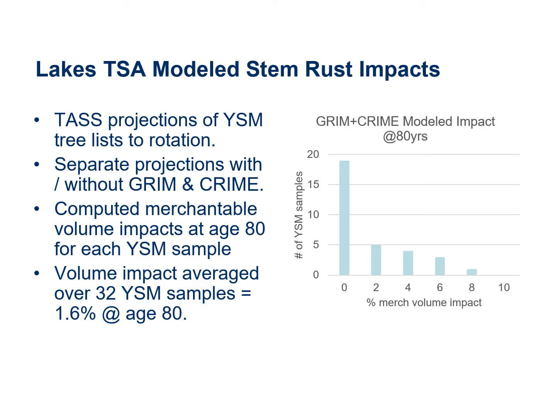Each YSM ground sample is projected in TAS from its current age to estimate future volume impacts from stem rusts. Across all 32 YSM samples, the impact ranged from 0 to 8% volume loss when projected to a rotation age of 80 years. The average volume impact for young stands in the Lakes TSA is projected to be just under 2% by age 80.